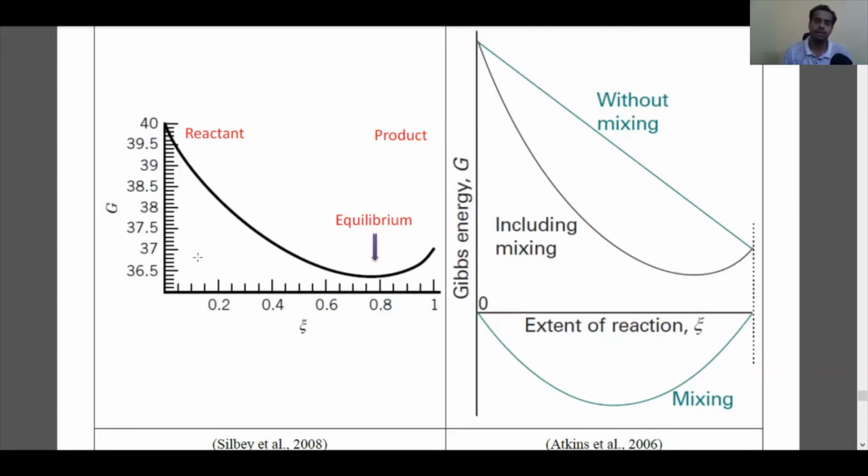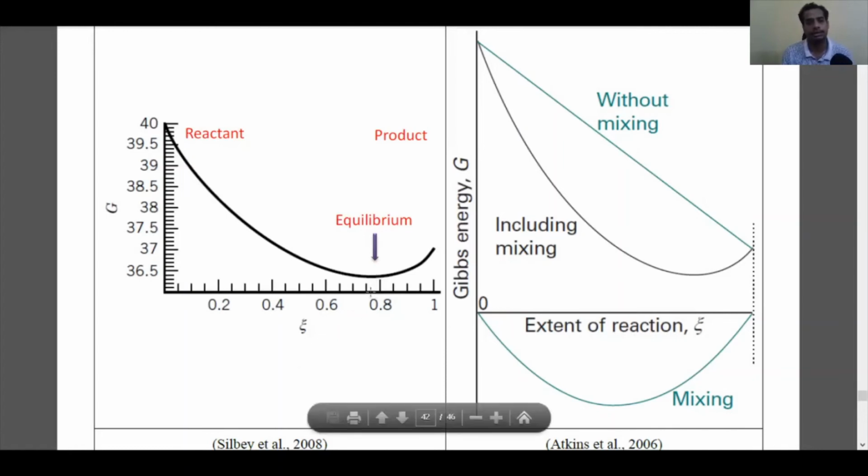Similarly, if we look at one more graph, this graph is again for Gibbs energy and extent of reaction. The minimum of Gibbs energy is attained, suppose here it is 0.7578 kind of.